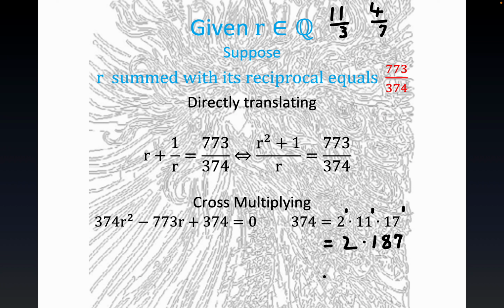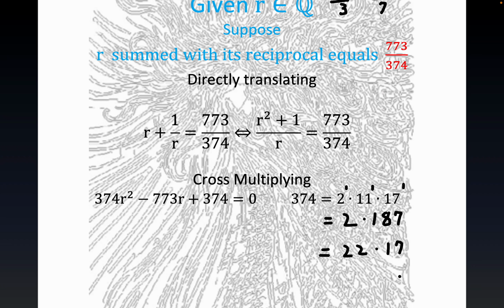All right, now if we group 2 and 11, that gives us 22 times 17. So you see this is 4 of the 8 divisors, 2 times 187 and 22 times 17. Now the only other grouping that we have to look at would be if we paired off 2 and 17. 2 and 17 and 11. 2 times 17 is 34. So you could also look at 34 times 11.